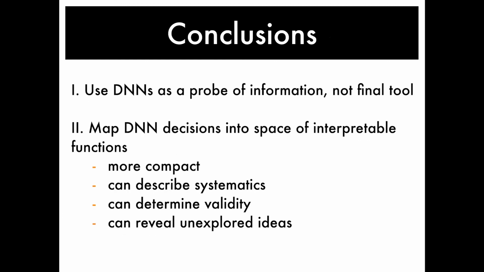So my point is that while deep networks are very powerful, we should not be using them necessarily as a final tool on our actual data, but instead as a probe of the information. Say, is there something missing here? And if so, let's map it back into a space of things that we can understand. This allows us to be more compact. It allows us to describe systematic uncertainties on these quantities, to validate the modeling of the information going into our networks, and in some cases, potentially even reveal unexplored ideas or brush away theoretical biases that have shaped the structure of our intellectual investigation.